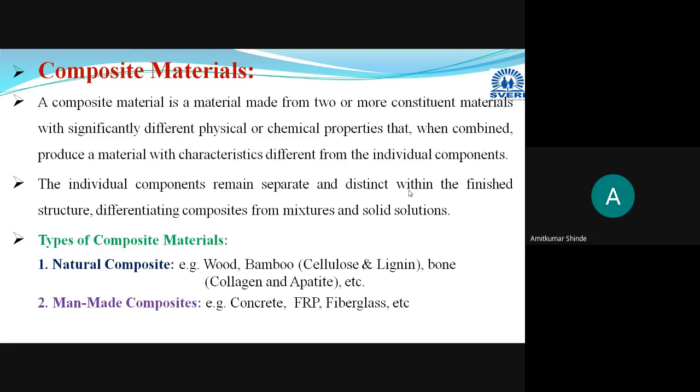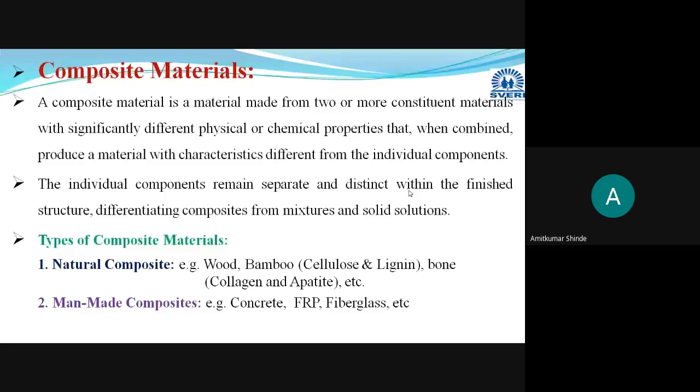Now, wood and bamboo are composite materials whose two elements are cellulose and lignin. And bone also consists of two basic elements, collagen and apatite. In this way these are naturally existing composites, which is why they are termed natural composites.